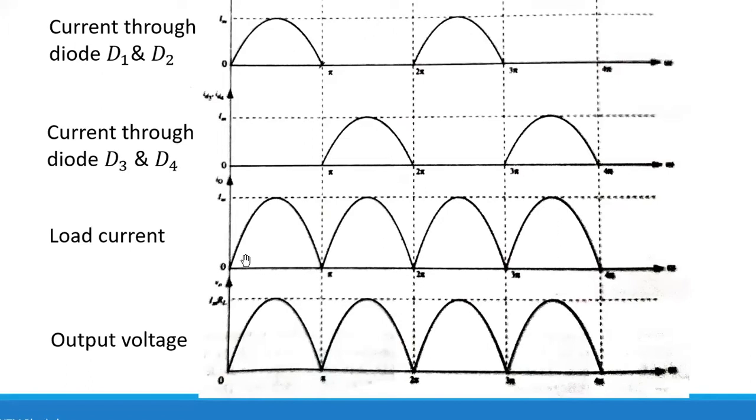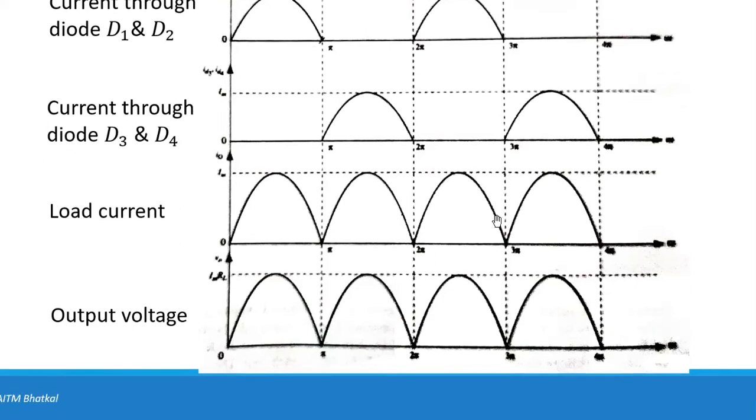You can see both the half cycles are obtained at the output, but both are positive. There is no current in the reverse direction. So if you consider output voltage V naught, it is I naught into RL. So it follows the load current, right? And its peak value will be Im into RL, because peak value of I naught is Im multiplied by the load resistance RL to get the output voltage V naught.